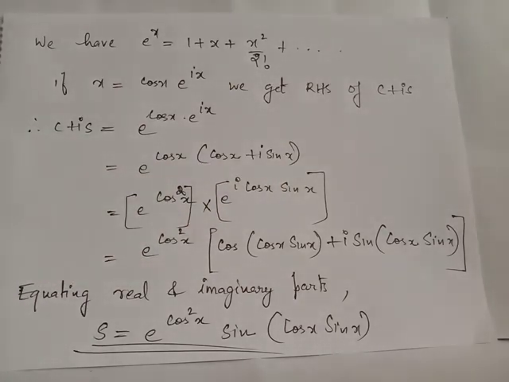Now we equate the real and imaginary parts. We have the imaginary part of the LHS, which is S, which is the name given to the given series whose sum we had to find. So S equals the imaginary part of RHS. The imaginary part of RHS is e raised to cos square x into sin of cos x sin x.